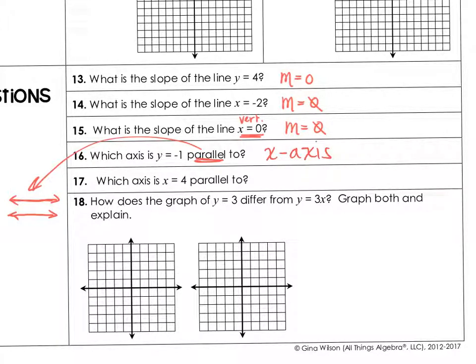What about x equals 4? That's a vertical line. Which axis is that parallel to? That's parallel to the y-axis because it's a vertical line.